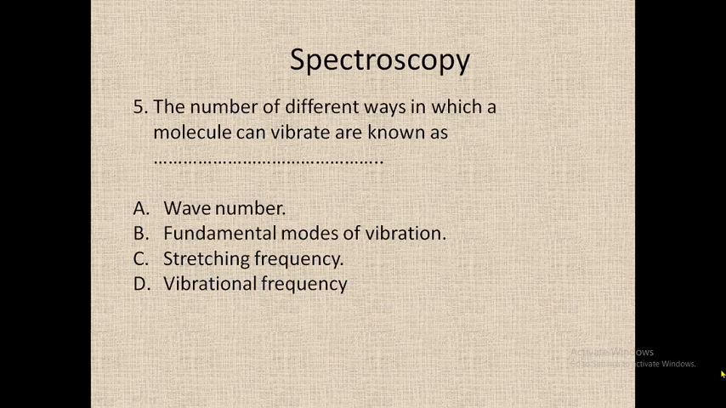The number of different ways in which a molecule can vibrate is known as: option A, wave number; option B, fundamental modes of vibration; option C, stretching frequency; and D, vibrational frequency. So what's the answer? It's a very simple question. The number of different ways in which a molecule can vibrate is known as fundamental modes of vibration. So option B is correct.